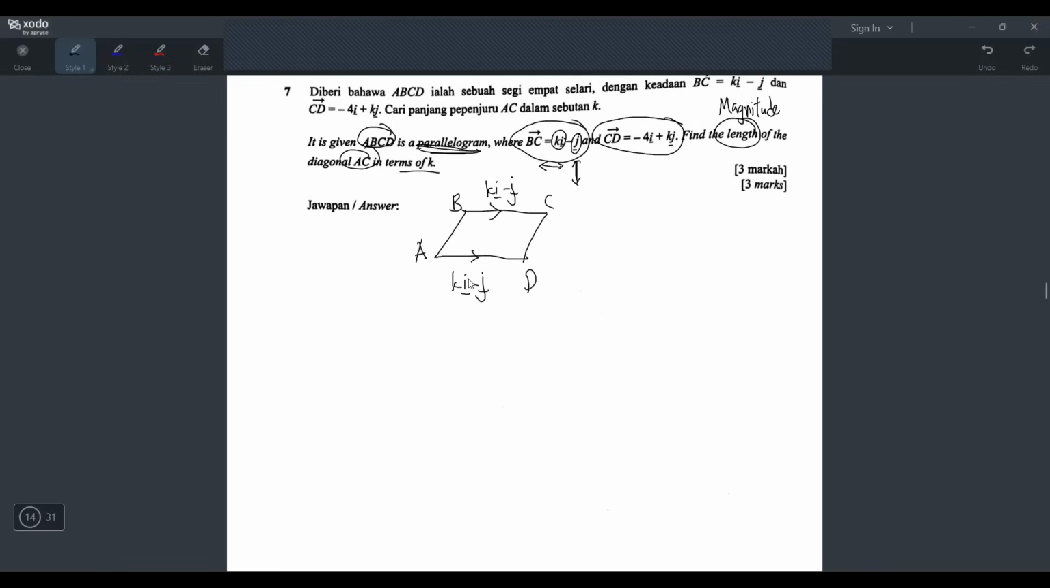Because when two lines are parallel, parallel means same direction, parallel and same length. It means automatically they will have the same vector. And these two lines are indeed parallel and the same length. You know why? Because it's a parallelogram, right?